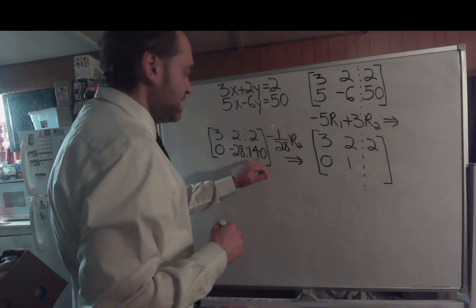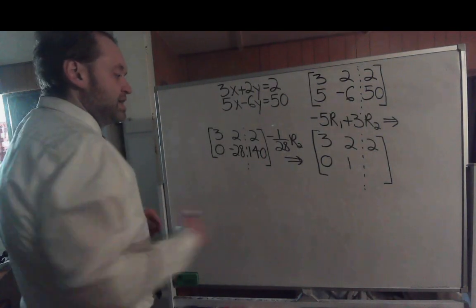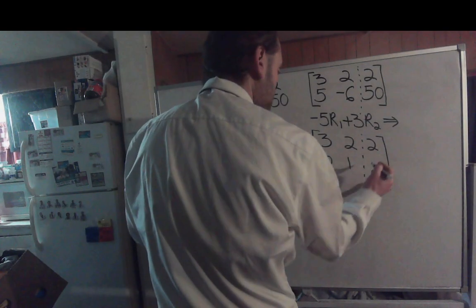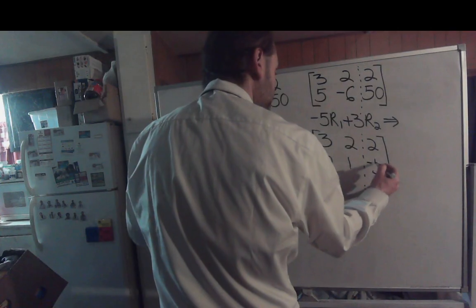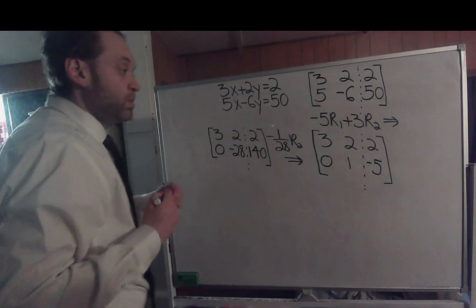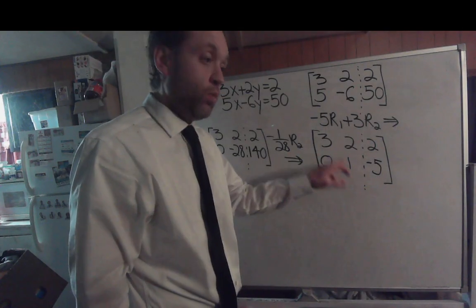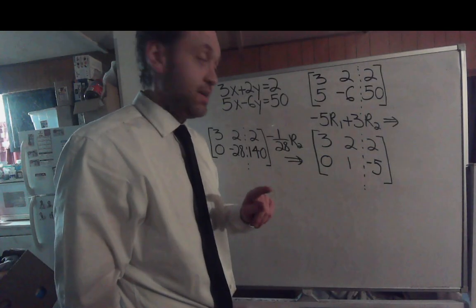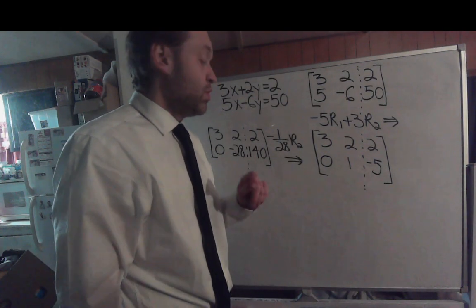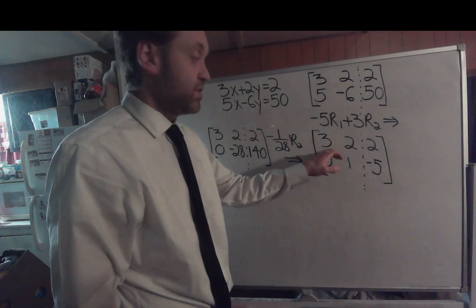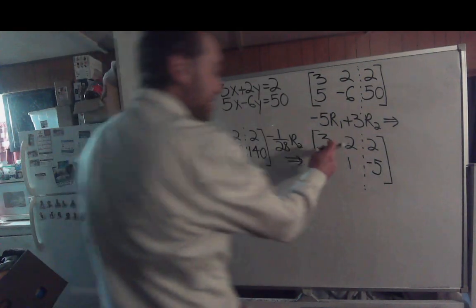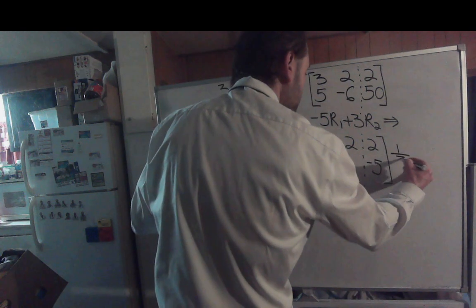Now, 28 and 140 divide evenly. Negative 1/28 of 140 would end up being negative 5. So now we have a leading 1 in the second row, but we're still not done. Not at all. We need to make the first digit in the first row a 1. In order to do that, you're going to take a third of row 1. That's all you're going to do. Divide the first row by 3.